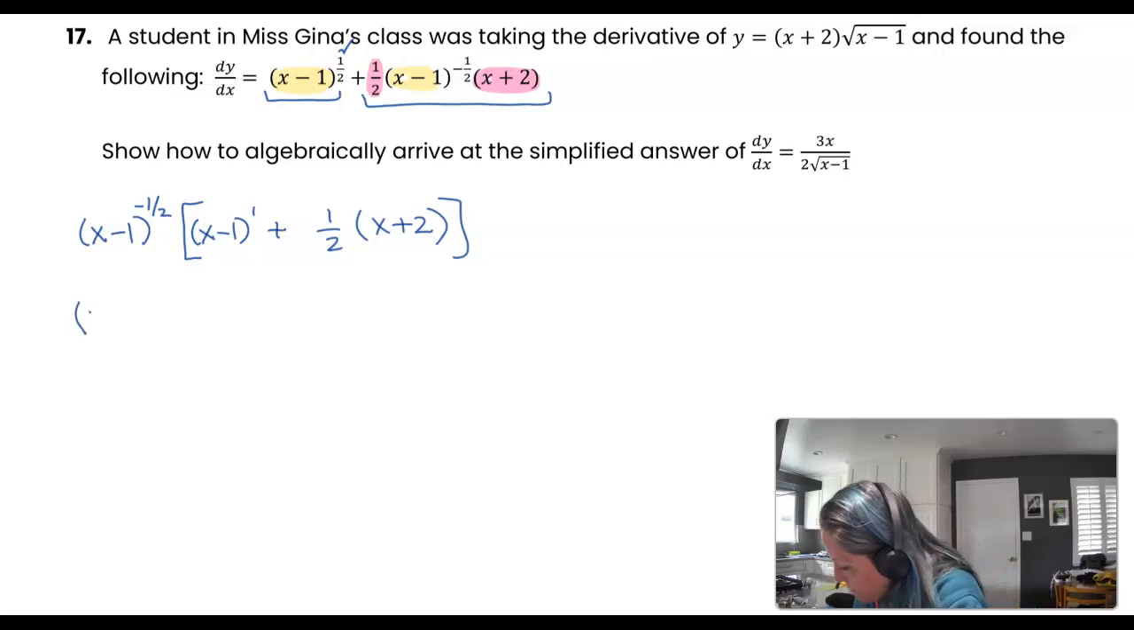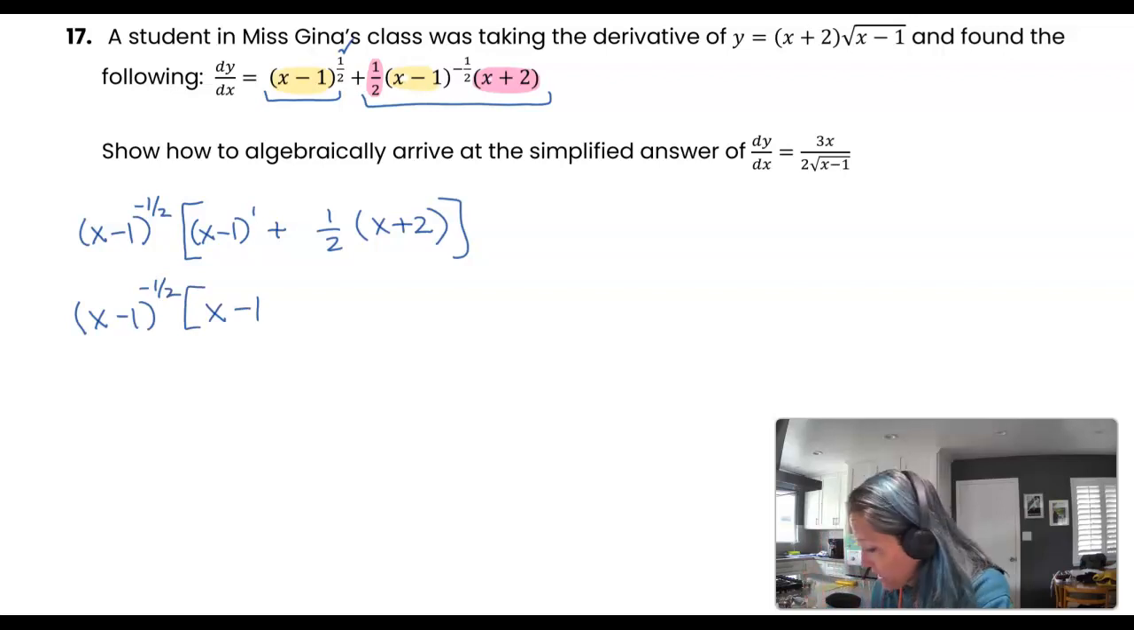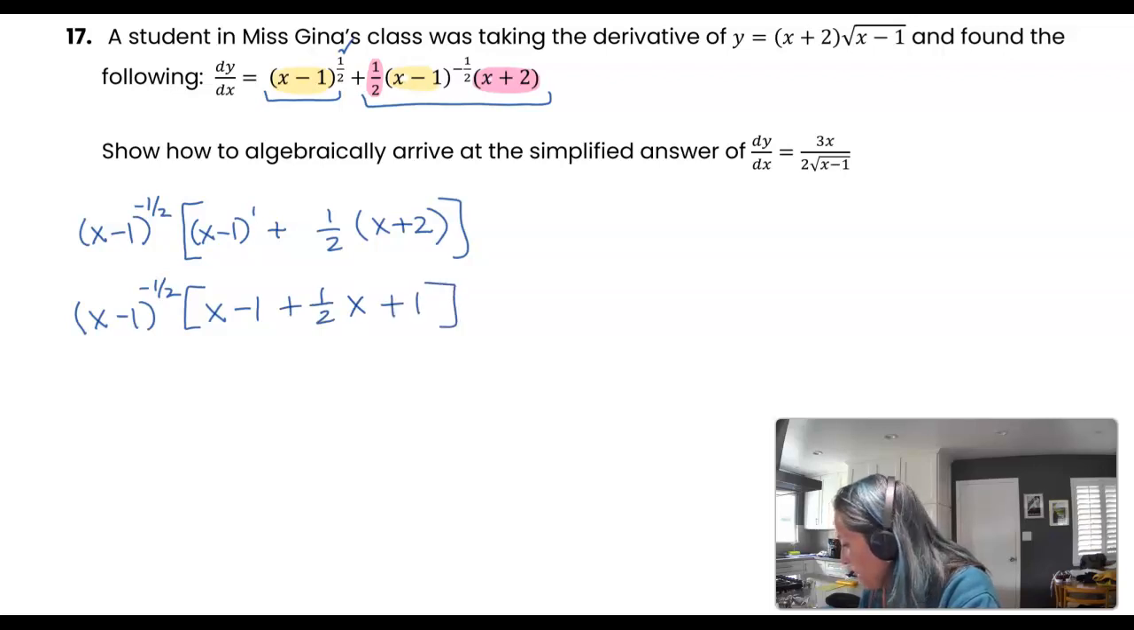Now, if we clean this up, we have an x minus 1. The 1 power is not doing anything. We can distribute that 1/2 plus 1/2 x plus 1. And we can see here, okay, this minus 1 and plus 1, those become a 0. We can add 1x and a half x to get 3/2 x times this.